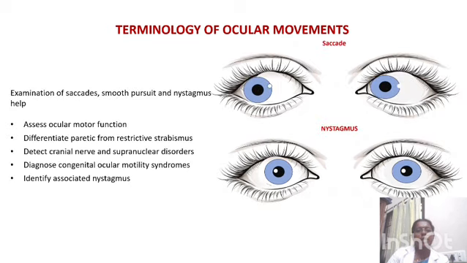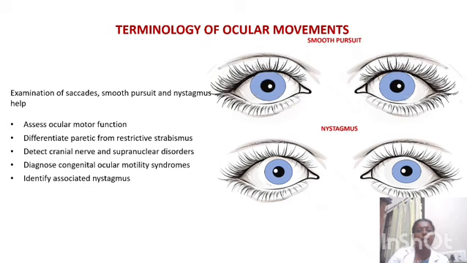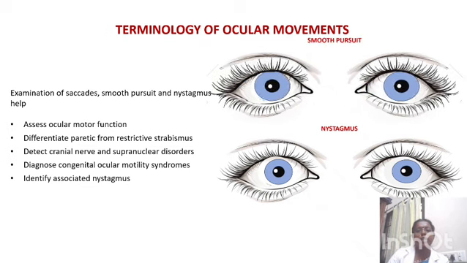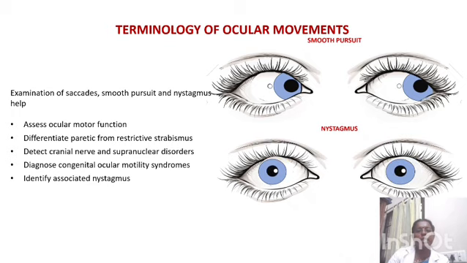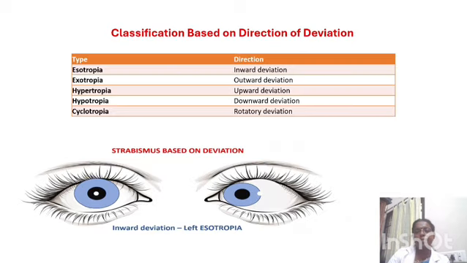We also notice the quality of ocular tracking. Saccades are rapid eye movements from one target to another, while smooth pursuit allows continuous tracking of a moving target. We also look for nystagmus, which consists of involuntary rhythmic eye movements. Abnormal findings may indicate cranial nerve, cerebellar, vestibular, and supranuclear pathology.